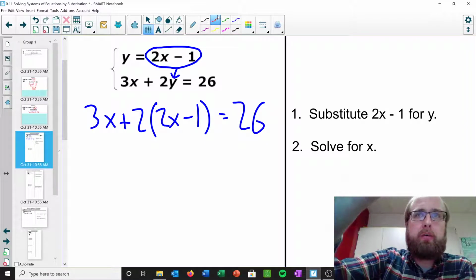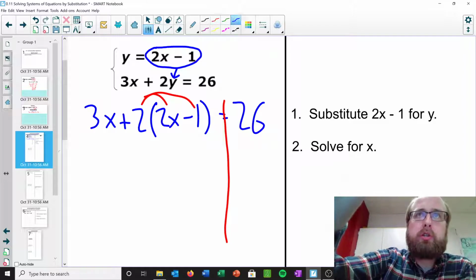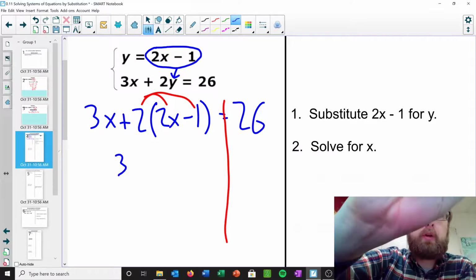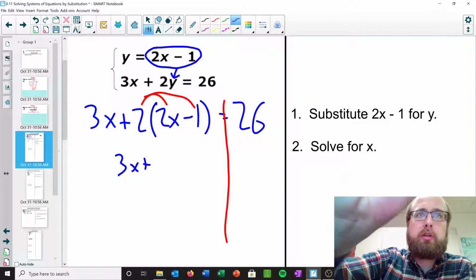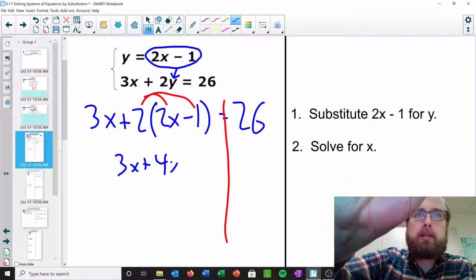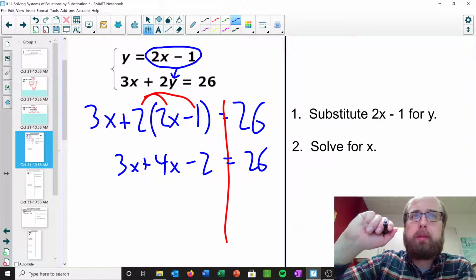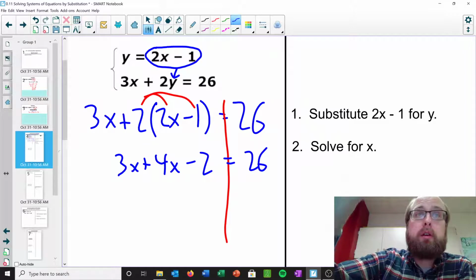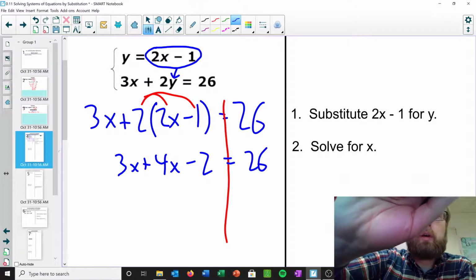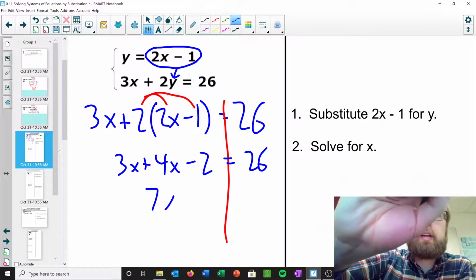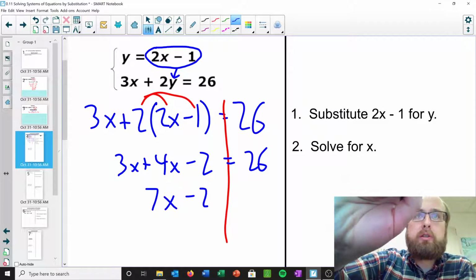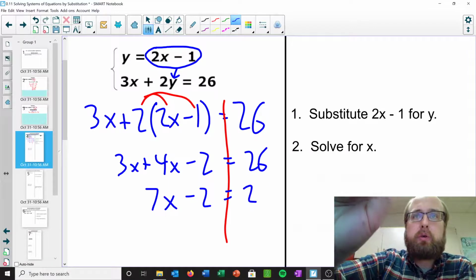First of all, there's my equal sign. We have to start by distributing the 2x. So we'd have 3x plus 2 times 2x is 4x. 2 times negative 1 is minus 2 equals 26. Right? Then we can combine some like terms here at the beginning. 3x plus 4x is 7x minus 2 equals 26.